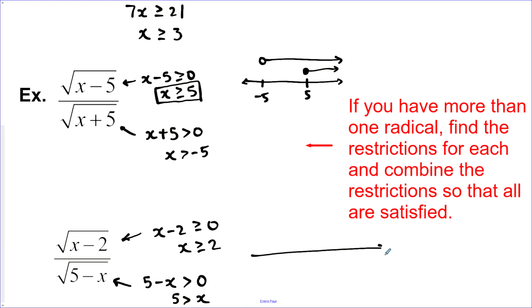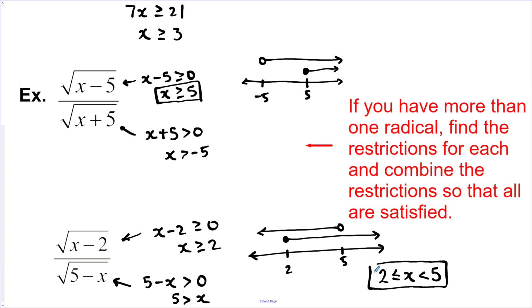Put this on a number line so we can visually see what's happening. Greater than or equal to 2, and less than 5. We see that the interval where both radicals will work is in between here. So we get 2 is less than or equal to x is less than, but not equal to, 5. And that would be our overall restriction for this.